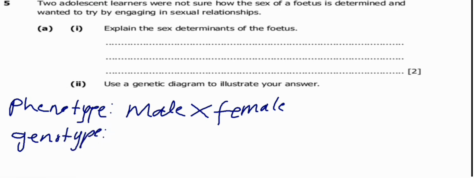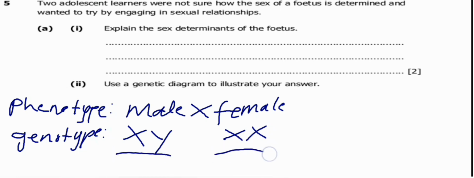As for the genotype, it is represented by the alleles. So the chromosomes for a male are XY. Then as for the female, it is XX. So these are the chromosomes for a male, and these are the chromosomes for a female. The next one, we are going to split the gametes.